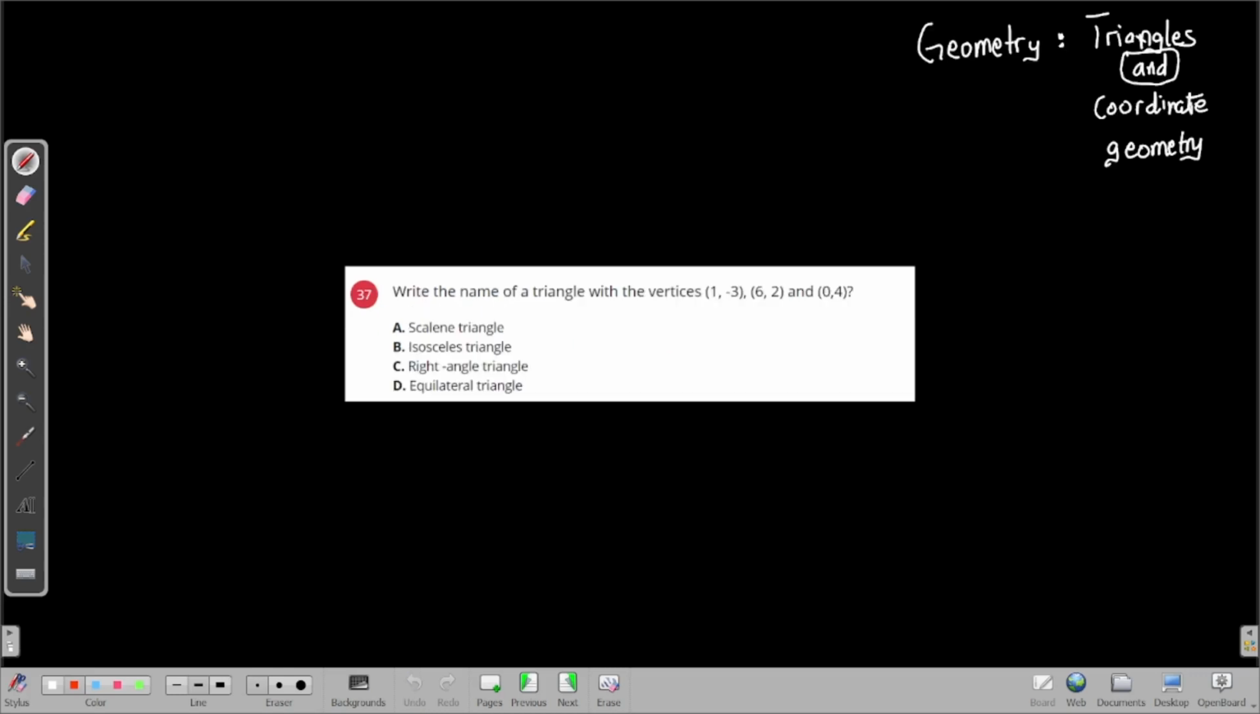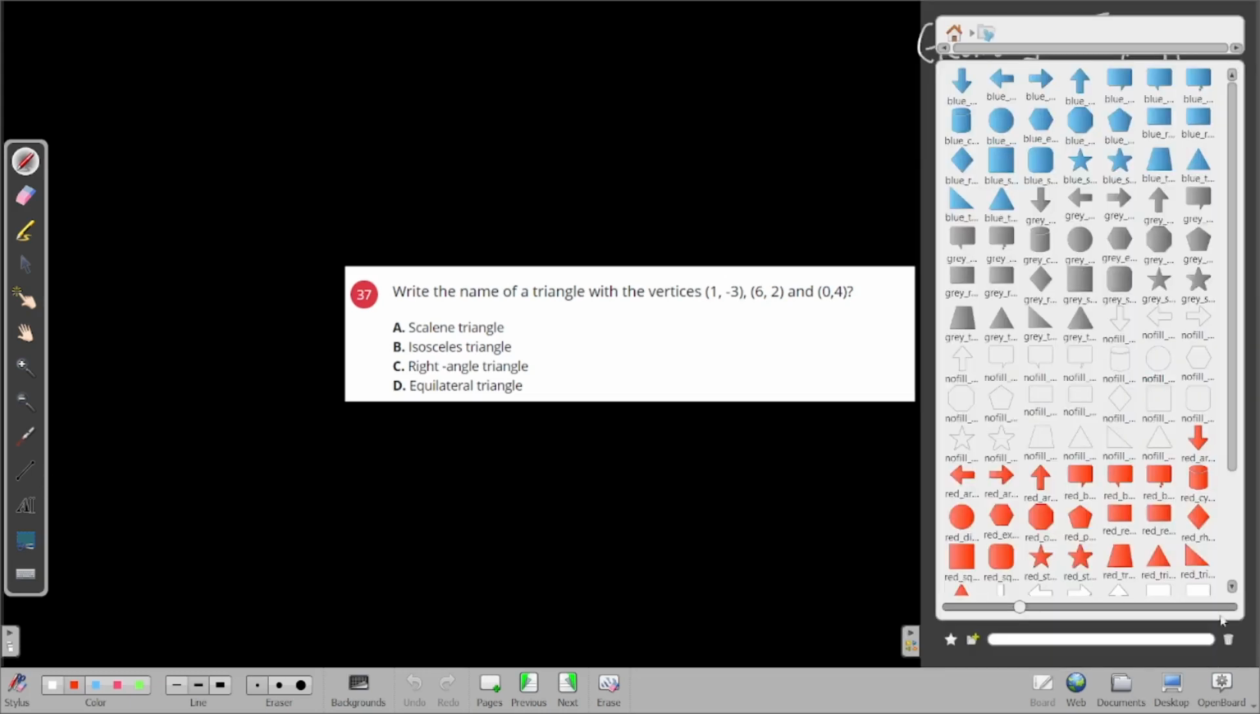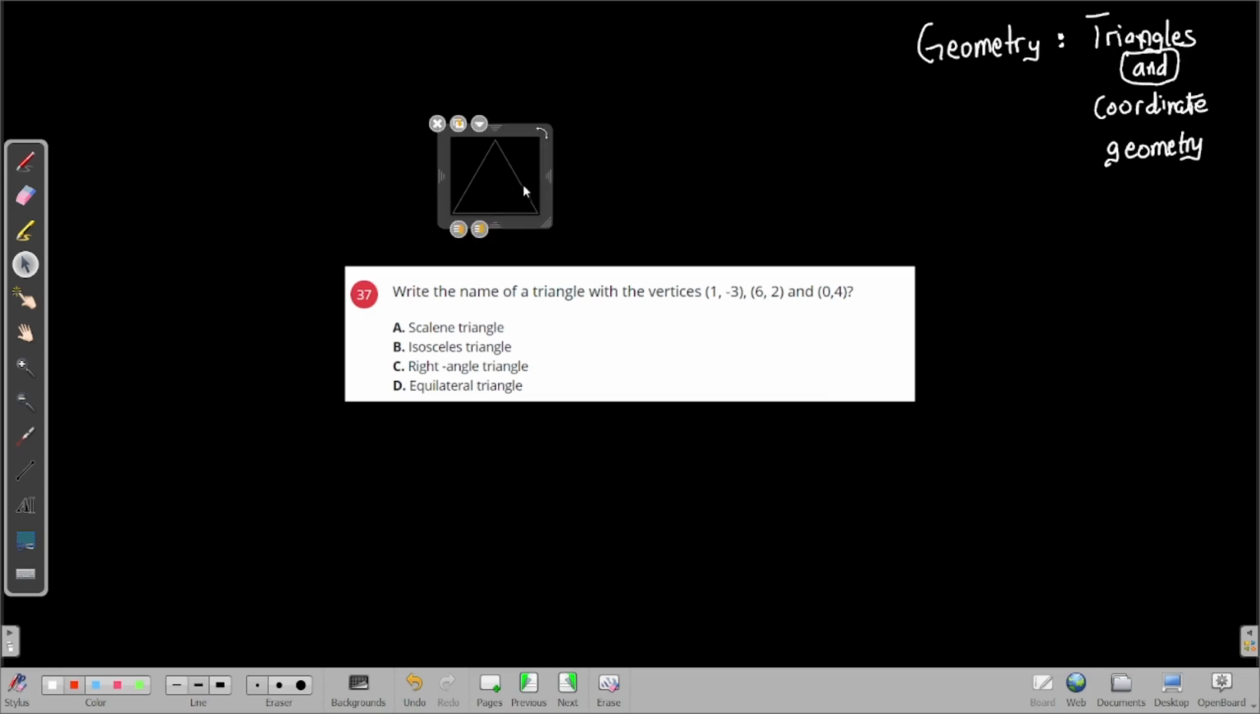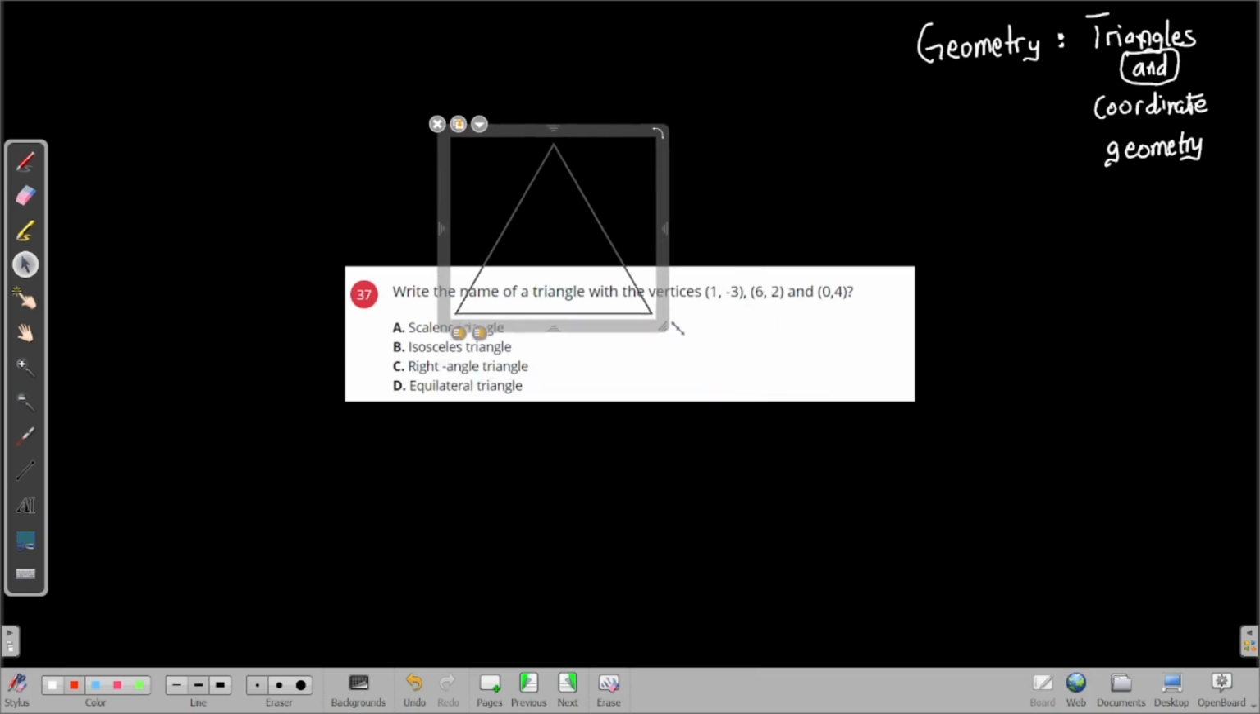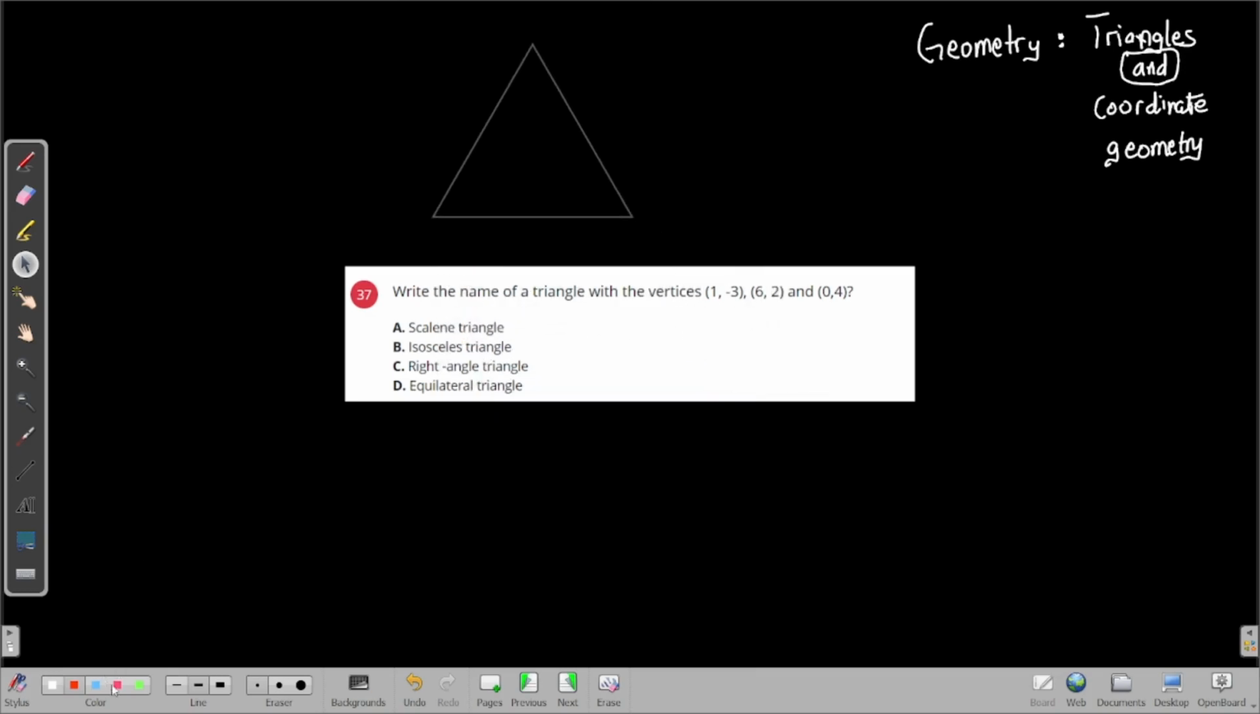What is the name of the triangle? This is quite difficult because you need knowledge of the types of triangles, and you need knowledge of coordinate geometry. So we have a triangle. Let me draw my triangle. Okay, so this is a triangle. This is point A. Let's call this point B or something. So let's say point A is (1, -3).